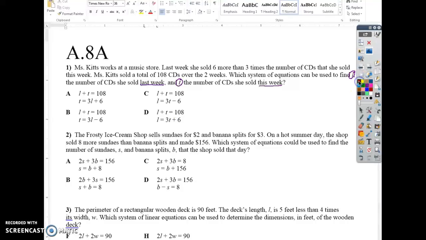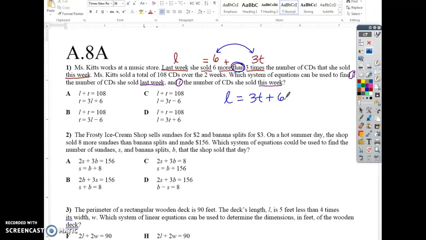And the first equation is going to come from the second sentence where it says last week. That's your L. She sold, okay, that's equal to, so last week equals what she sold. 6 more, that's plus, 3 times the number of CDs that she sold this week. So that's 3 times this week, 3T. And so it's 6 plus 3T. But because it says then, these two have to switch. The word then makes them switch. So it's going to be L equals 3T plus 6.